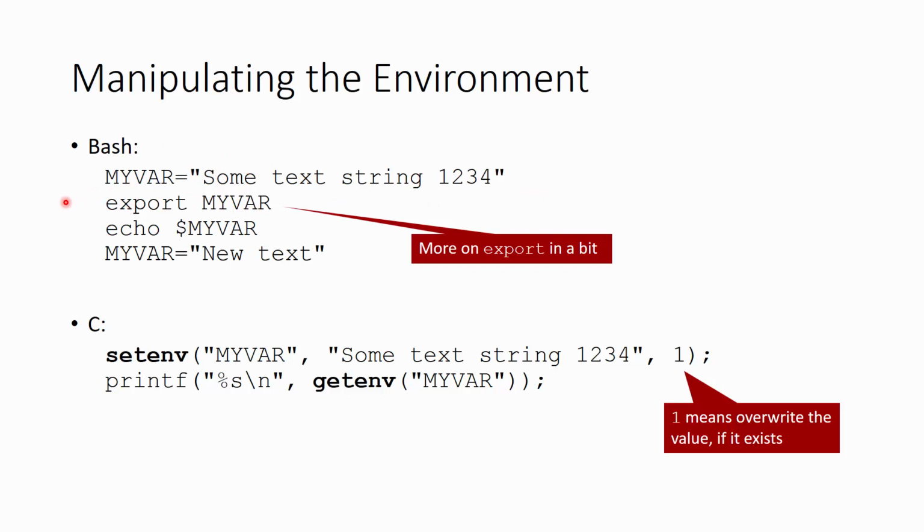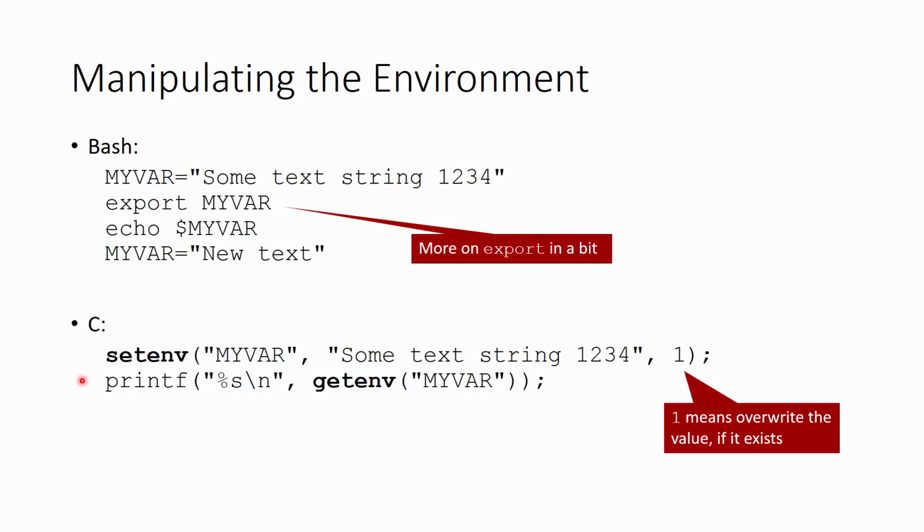The export command, what it does is it makes this variable available for child processes of the current process. So if I'm in a shell, a child process of a shell is any other command or process that I run that's not a built-in shell command. So we'll talk more about that in a bit. So then I can echo the value of this thing out, and then I can set new text into there. It's just a normal bash variable.